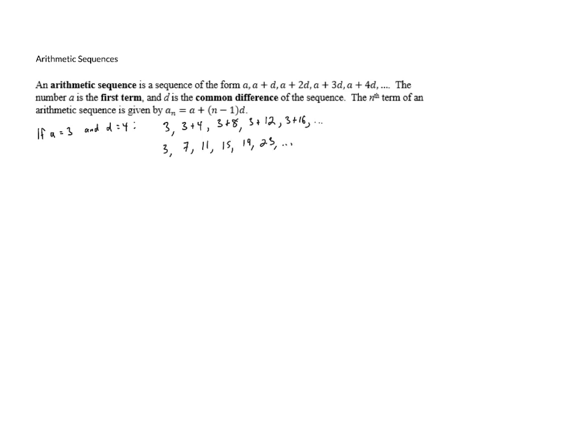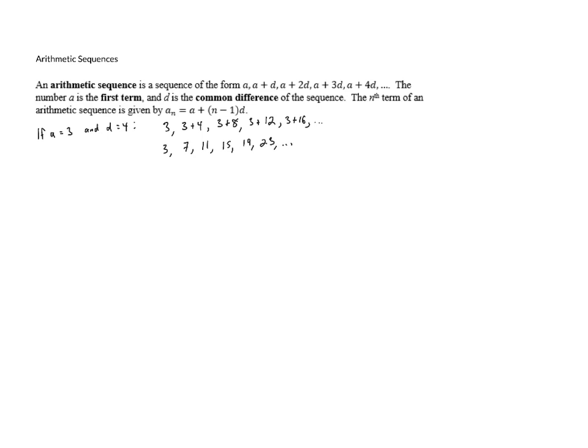Basically, if we look at two terms in a row, the difference is always going to be 4. 7 minus 3 is 4, 11 minus 7 is 4, 15 minus 11 is 4, 19 minus 15 is 4, 23 minus 19 is 4. Or equivalently, to get from one term to the next, we add 4 each time. Sequences where we add the same number to get from one term to the next are called arithmetic sequences.